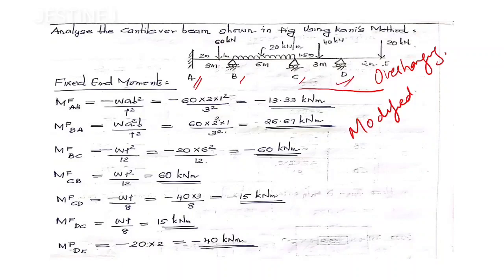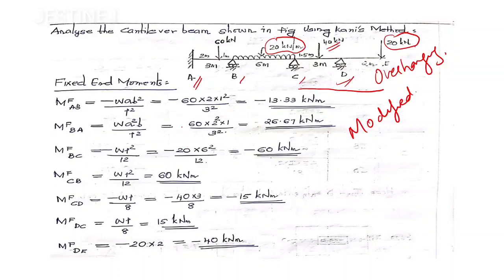Here you can observe that 60 kilonewton is acting at a distance of 2 meters from support A, and on portion BC a UDL of magnitude 20 kilonewton per meter is acting, then a 40 kilonewton load is acting at the center, and at the overhanging portion a 20 kilonewton load is acting. First of all we have to calculate the fixed end moment values.